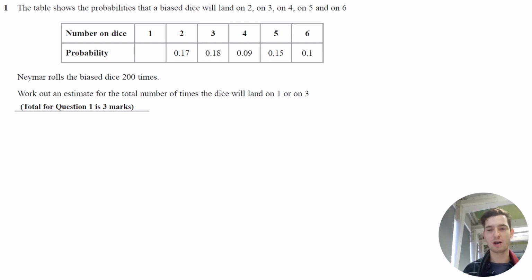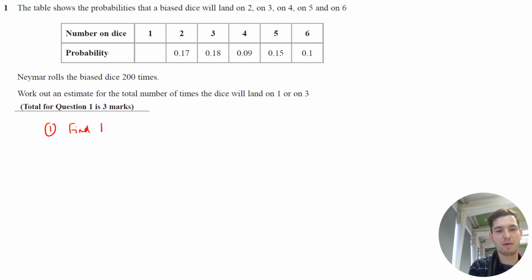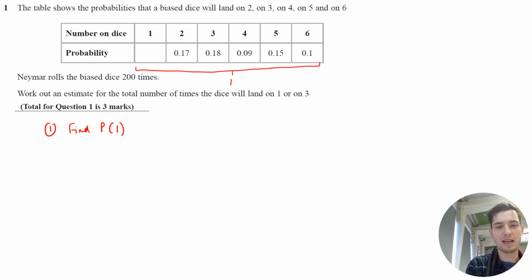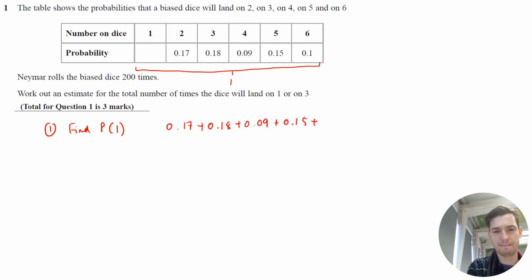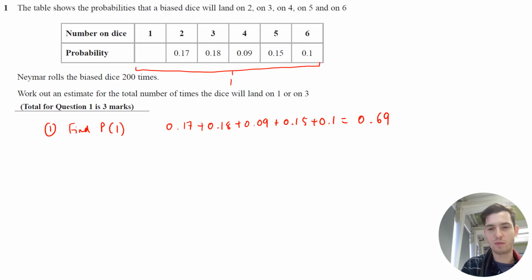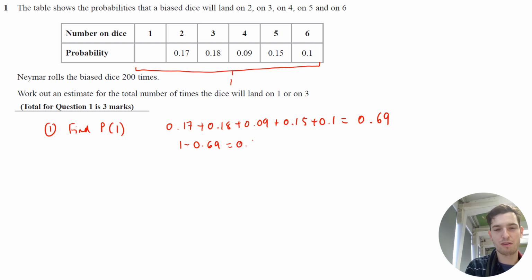Okay, so a sensible start would be, step 1, find the probability of getting a 1. So we know that all of these probabilities sum to 1. So let's add up the ones that we've got. I've done this paper already, so I don't have to waste time putting things into my calculator. So those sum to 0.69. So take that away from 1, and I get 0.31. So I can add that to my table.